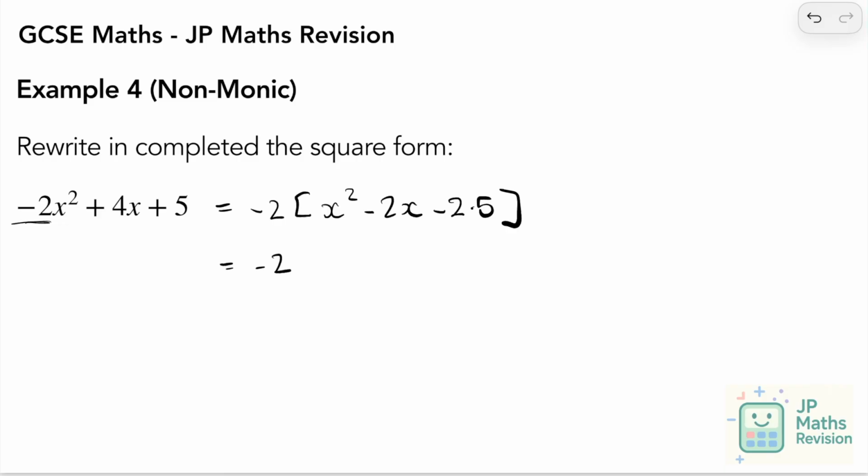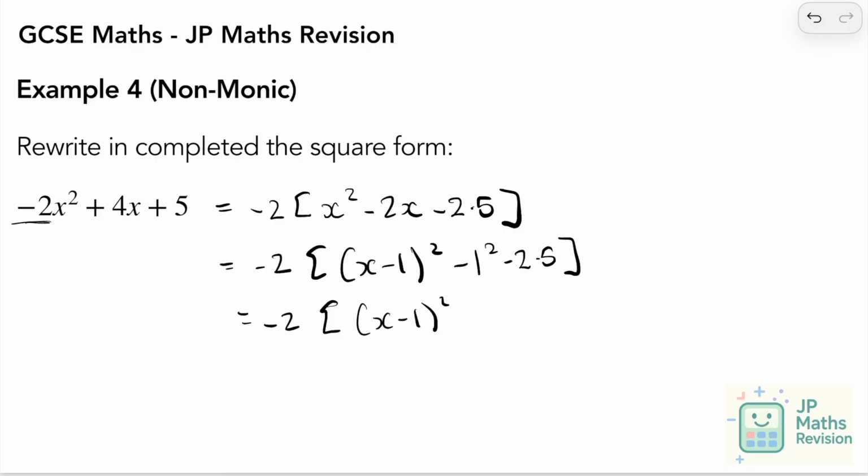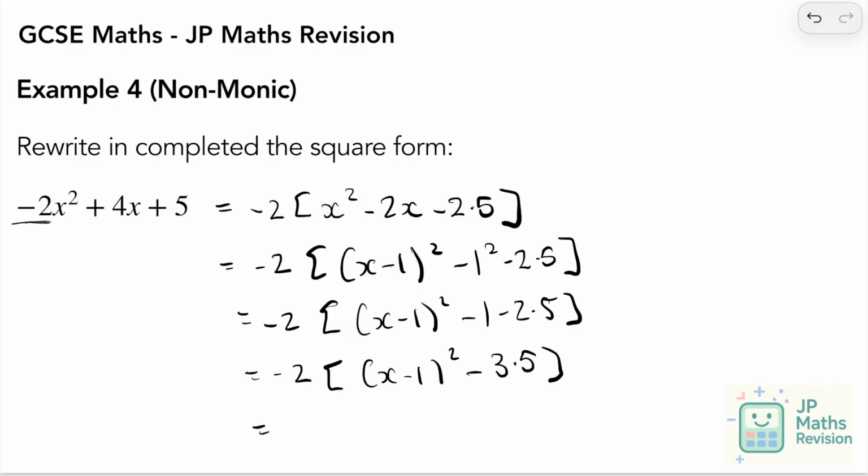So it's going to be minus 2 bracket x minus 1 squared minus 1 squared minus 2.5. So it's minus 2 bracket x minus 1 squared minus 1 minus 2.5. So it's minus 2 bracket x minus 1 squared minus 3.5. And then timesing everything out by the minus 2, we get minus 2 bracket x minus 1 squared, and then that's going to be plus 7, because minus 2 times minus 3.5 makes a positive 7.